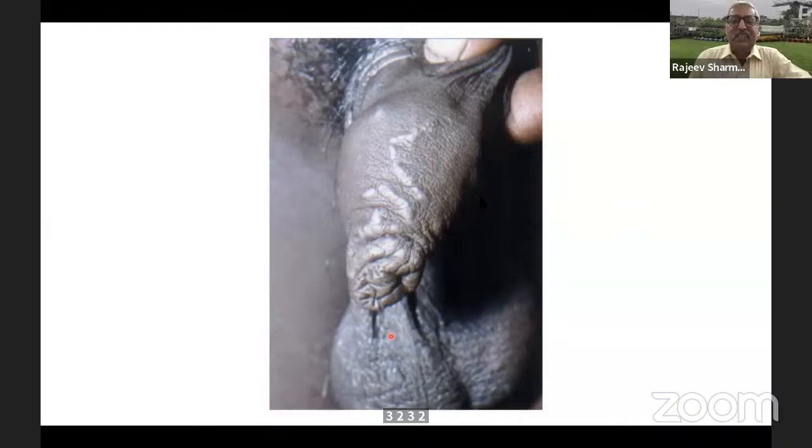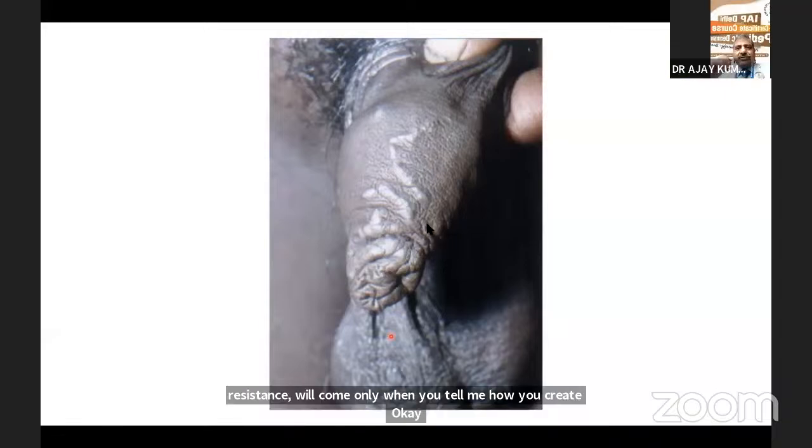So, okay, sir, let us discuss it. How do you treat scabies? Anyone who is there, normally, how do you treat scabies? Anyone, please don't tell me how do you treat resistant scabies. That will come only when you tell me how you treat scabies. So we normally use permethrin applied below the neck.